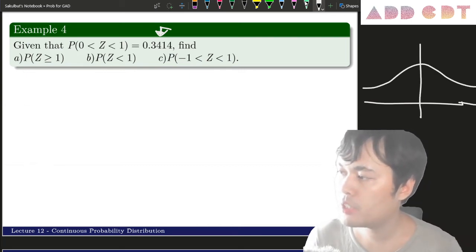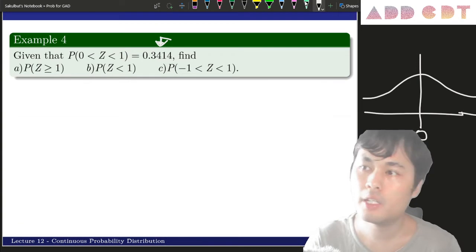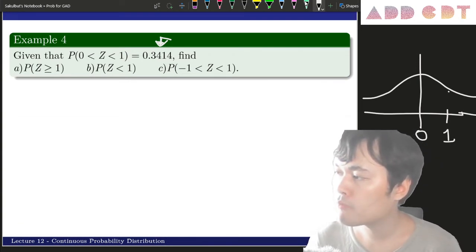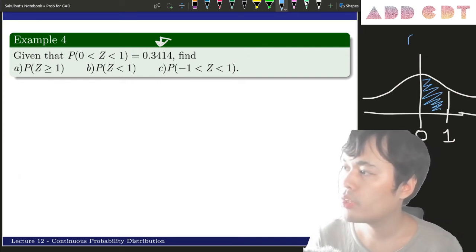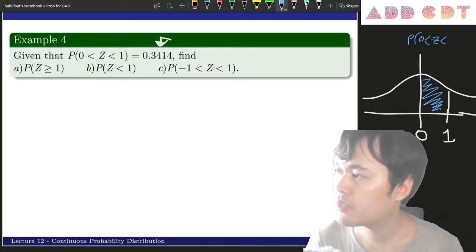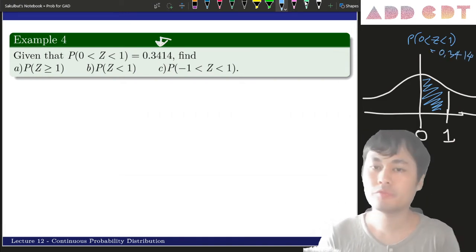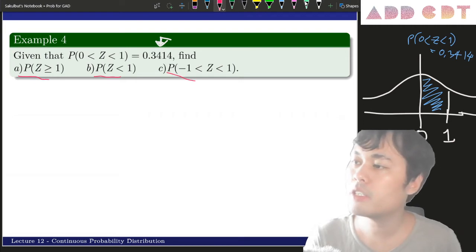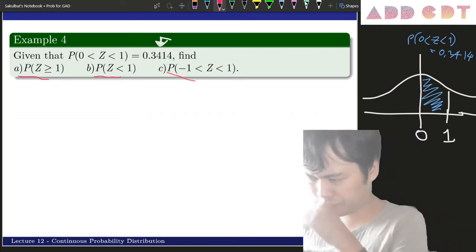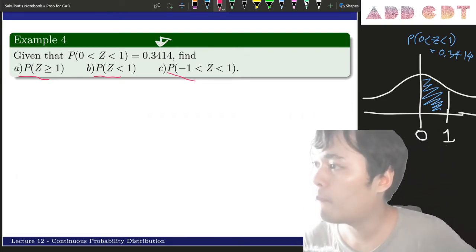The standard normal distribution has a center at 0, so put that here, right? The number here is 1, so put 1 here. You are given that this area, which is expressed as the probability that z lies between 0 and 1, is 0.3414. Right. You are given one piece of information and you are asked to determine other information. Actually, from that information, you can determine so many things.